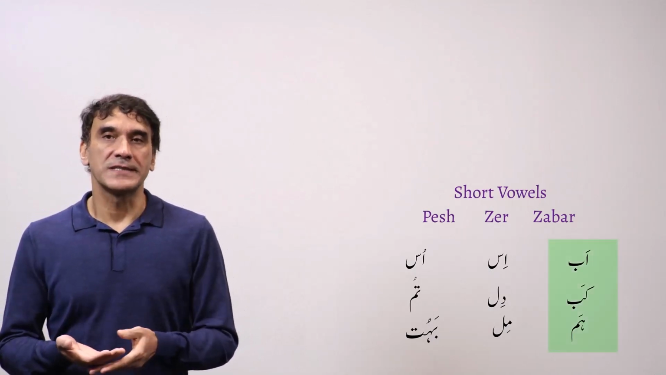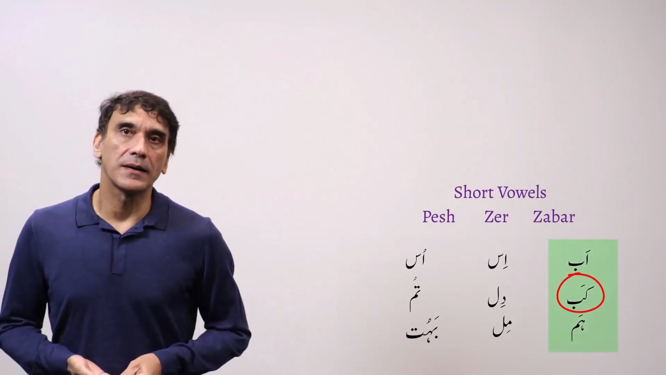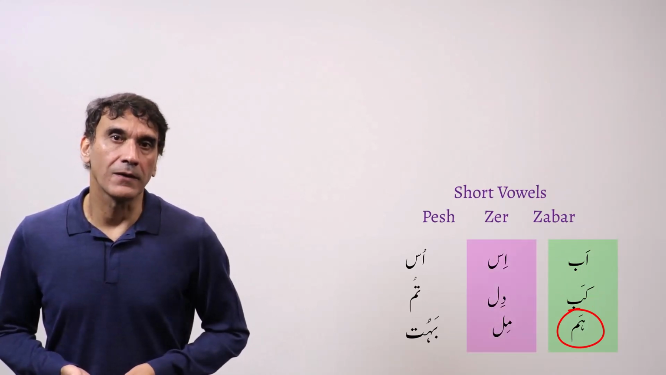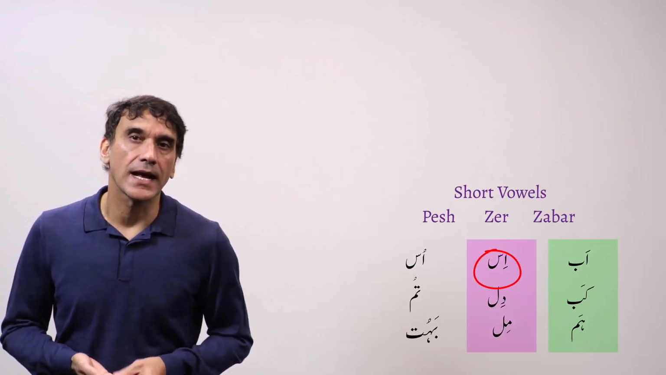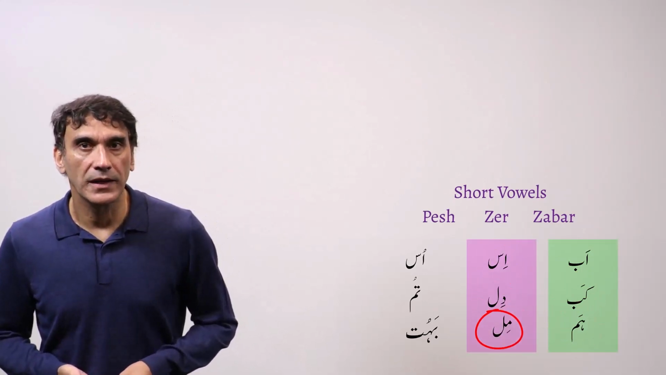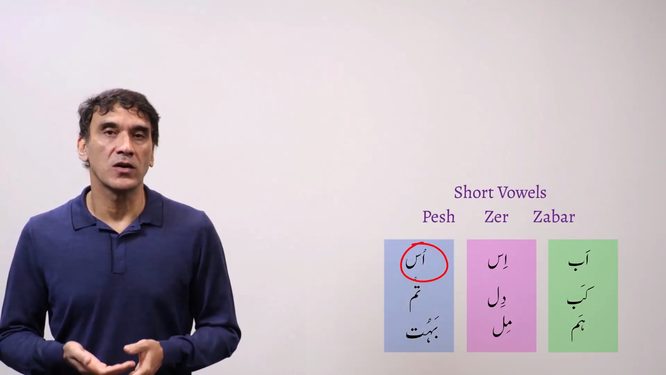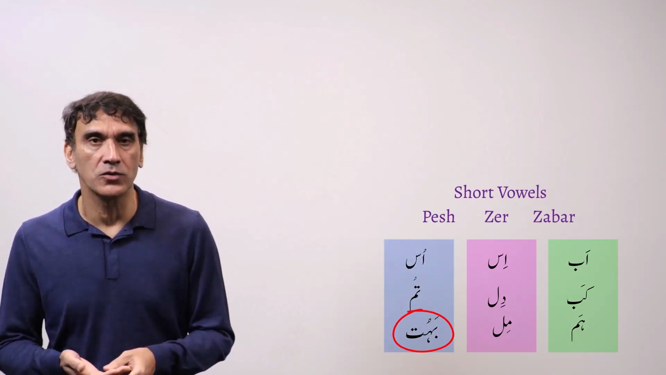And at the end, let's take all these words together. The words with Zabar are Ab, Kab, and Hum. The words with Zer are Is, Dil, and Mil. And finally, the words with Pesh are Us, Tum, and Bahut.